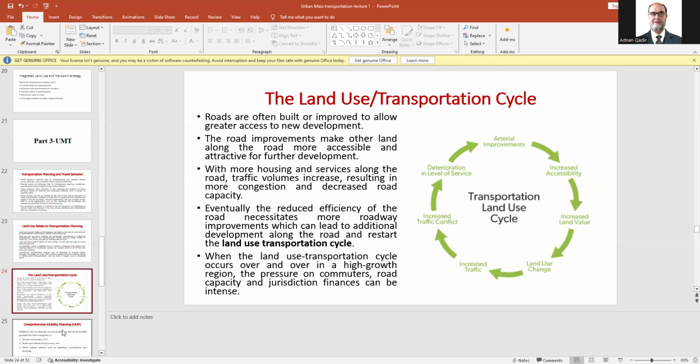So in the land use transportation cycle, roads are often built to allow greater access to new development. The road improvements make other land along the road more accessible. With more housing and services along the road, traffic volumes increase, resulting in more congestion. Eventually, the reduced efficiency of the road necessitates more improvement, which can lead to additional development along the road. When the land use transportation cycle occurs over and over in a high growth region, the pressure on commuters' road capacity and distance can be intense.